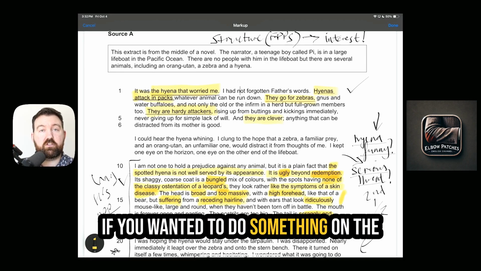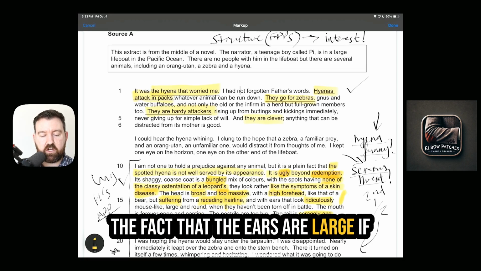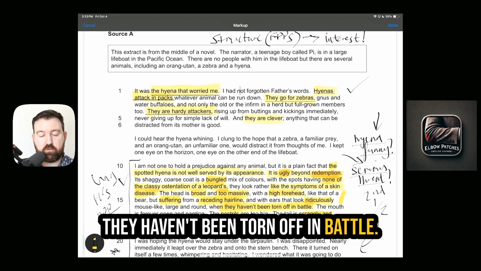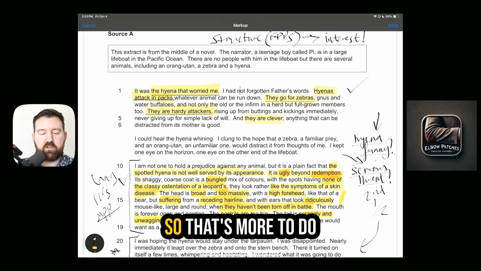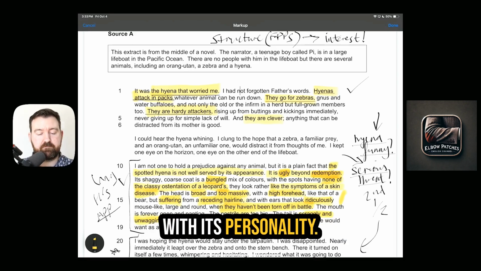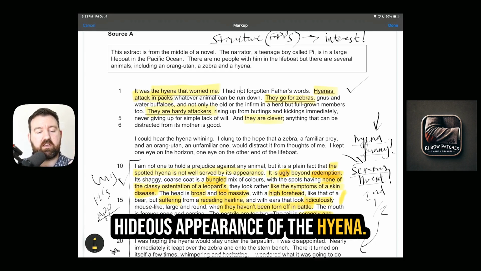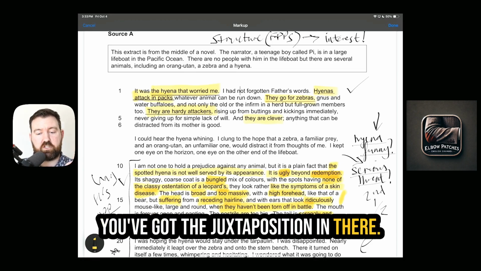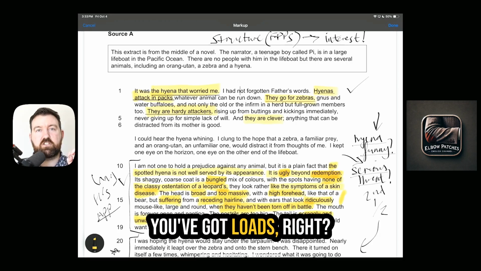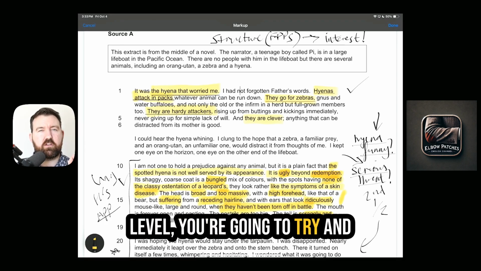If you wanted to do something on the characteristics, you could also do the fact that the ears are large if they haven't been torn off in battle. So you get the sense that the hyena is always in a fight, in a scrap. So that's more to do with its personality. Now, for me personally, I would do one long paragraph about the hideous appearance of the hyena. You've got so much imagery, so many word choices. You've got the juxtaposition in there. You've got some interesting similes. You've got loads, right?